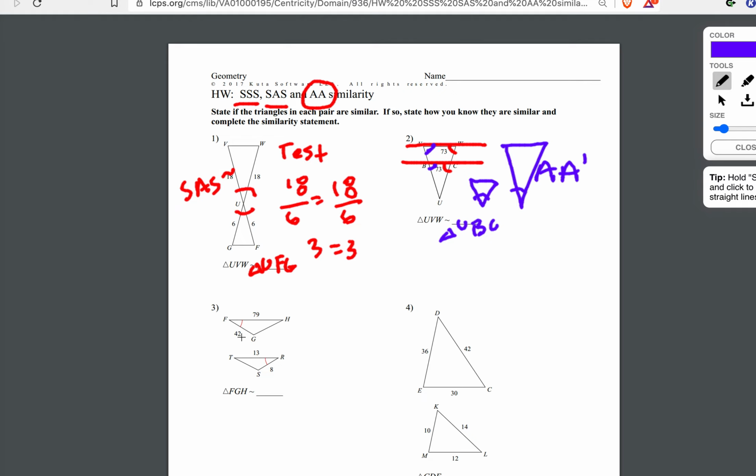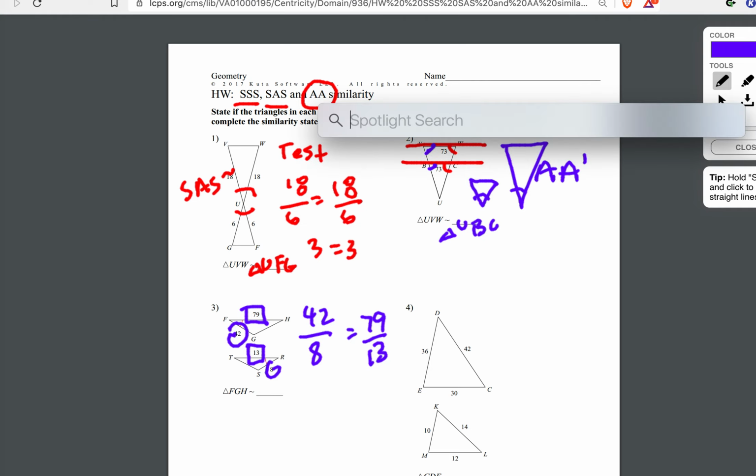Okay, number 3 looks like a side angle and a side angle and a side. So the smallest side here is 42. I'm going to match it with the smallest over here, which is 8. The bigger side here is 49 or 79. I'm going to match it with the bigger side here, which is 13. And I'm going to calculate whether those are the same.